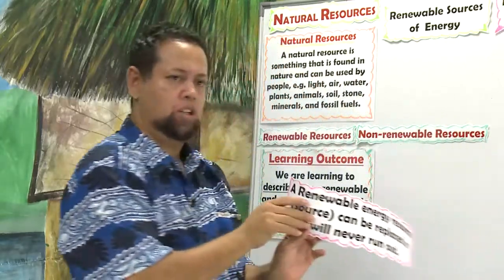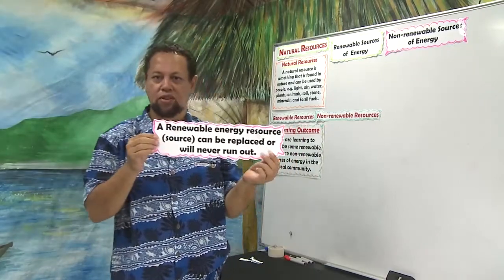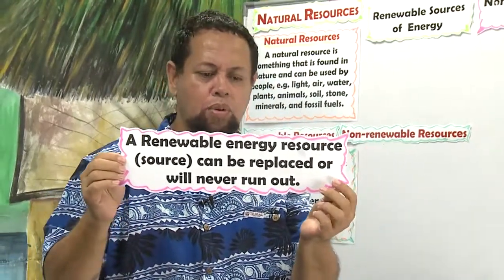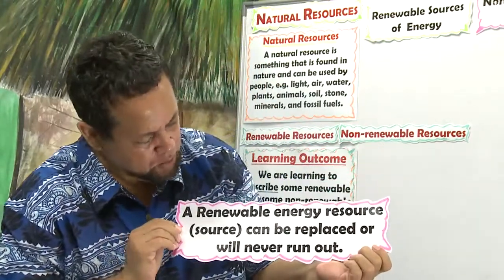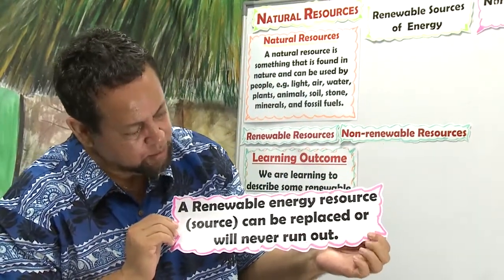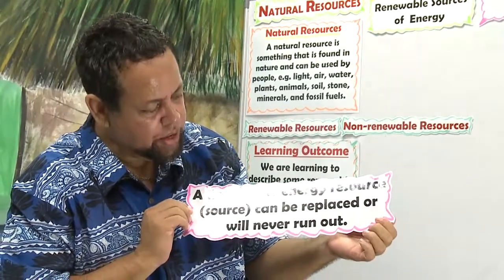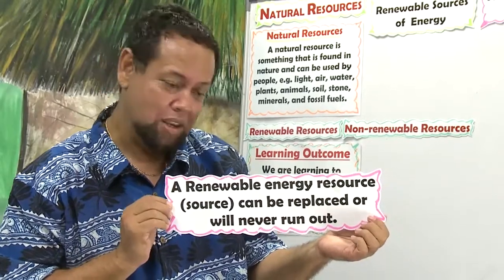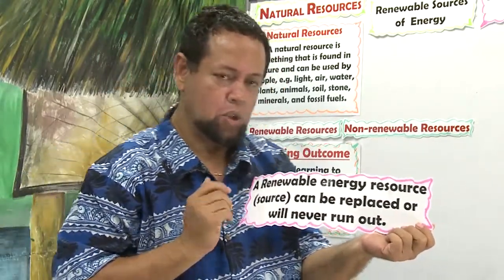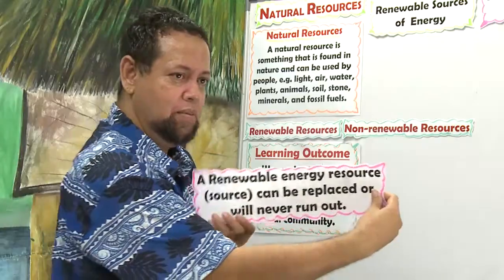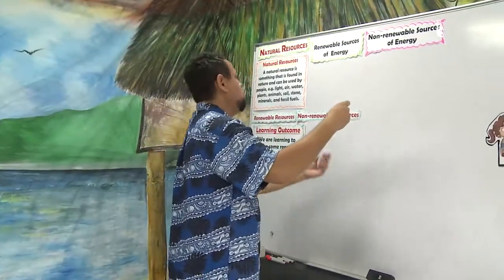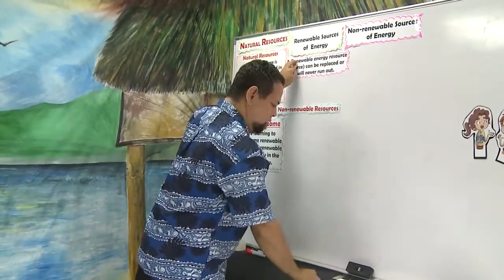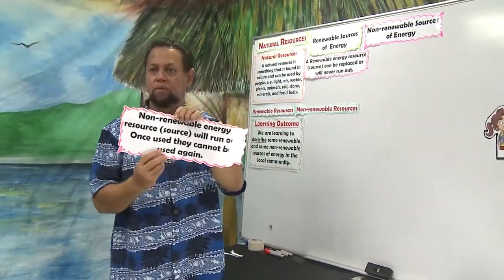We look at the definition. What does this definition say? A renewable energy resource or source can be replaced or will never run out. Never. We have already discussed this. So we put the definition up there. Okay, and right now you should have a definition of this one.